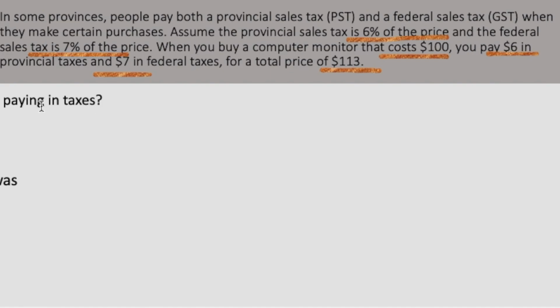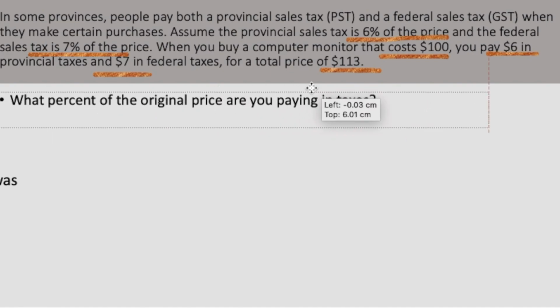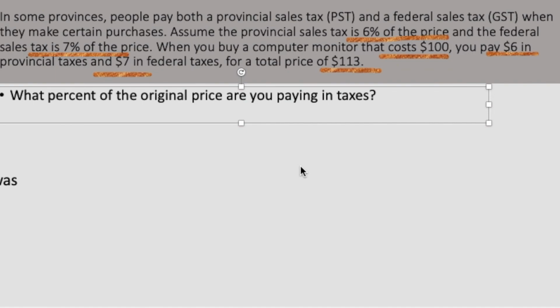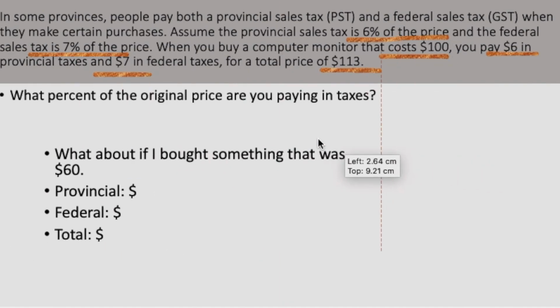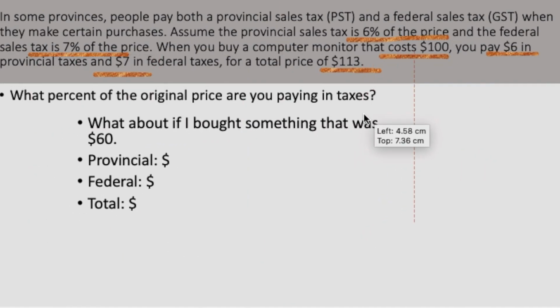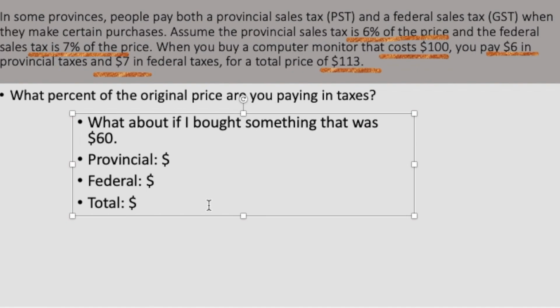So what percent of your original price are you paying in taxes? So you're paying 13%, right, in taxes. All right, and that was kind of like a trick question, just making sure you're paying attention. So now, what if I bought something that was $60 and I'm paying both the 7% and the 6% sales tax? How would I figure that out?